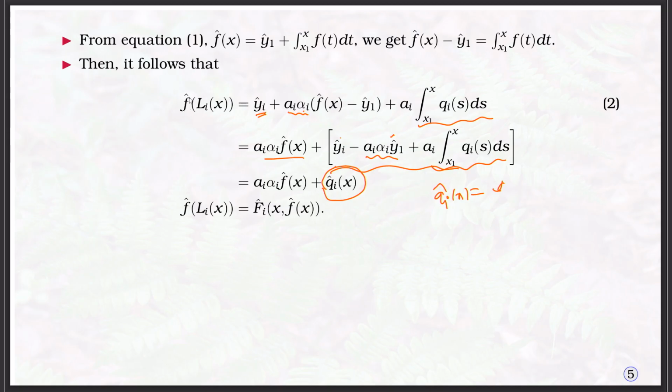Now this f cap of Li of x is written in the form of these two terms: alpha i f cap of x plus q i cap of x. Therefore you can compare this with F i of x comma y, which can be written as alpha i y plus q i of x. You can compare these two equations. Because f cap of Li of x can be written as F i cap of x comma f cap of x.